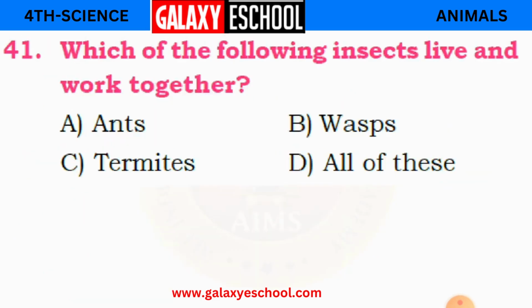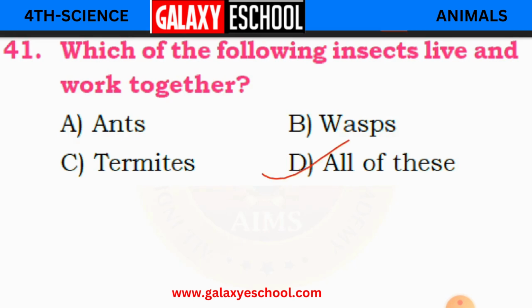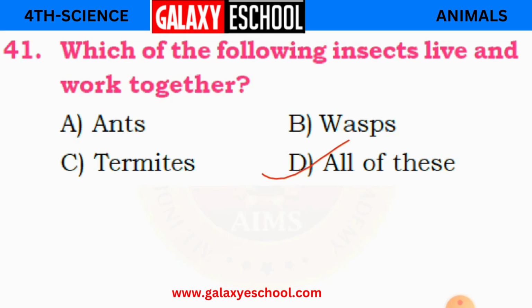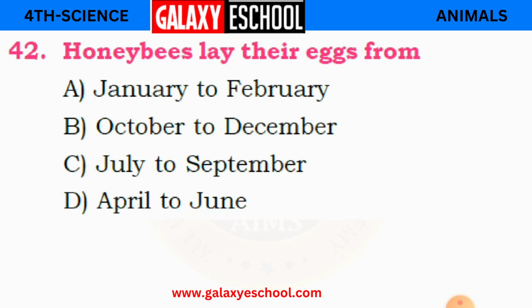Clear children? Now 41st question. Which of the following insects live and work together? So insects like ants, wasps, termites, all of this. So we have to identify which of these insects live and work together. All the insects which are mentioned here, they all live and work together. Clear? Okay children, have you observed ants? Same like that even the other insects also.